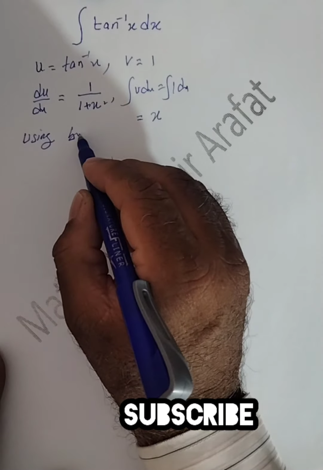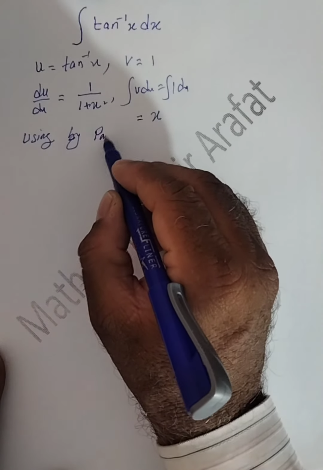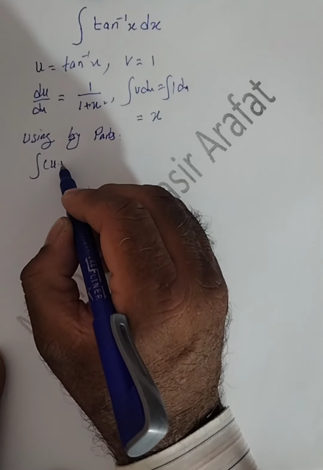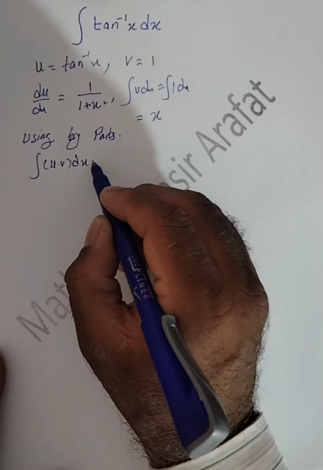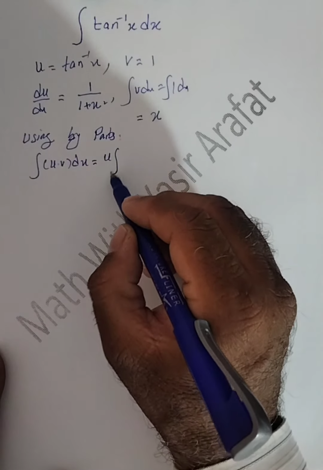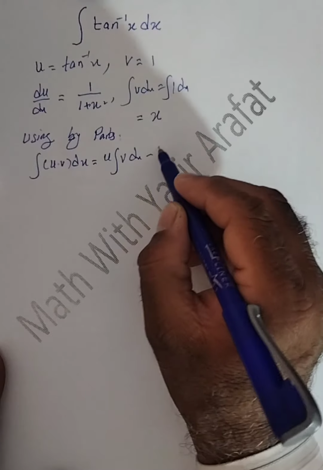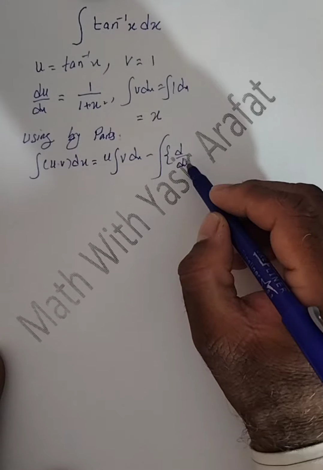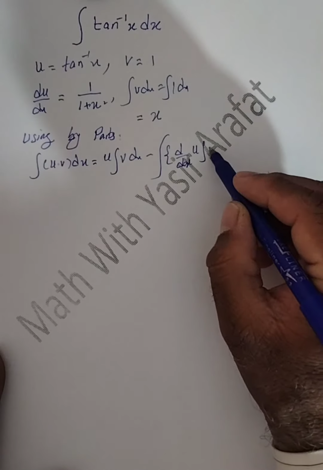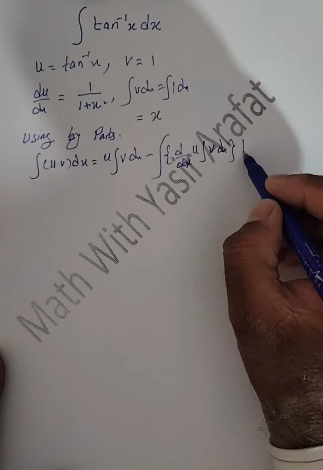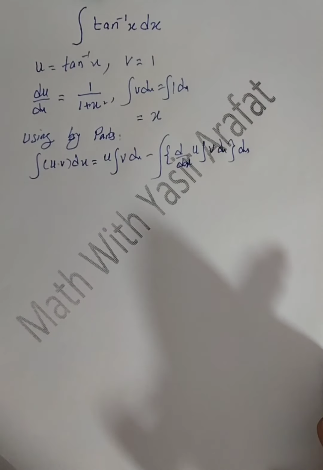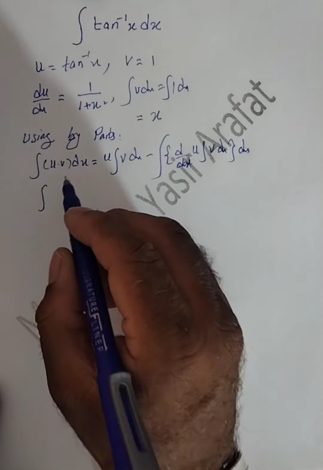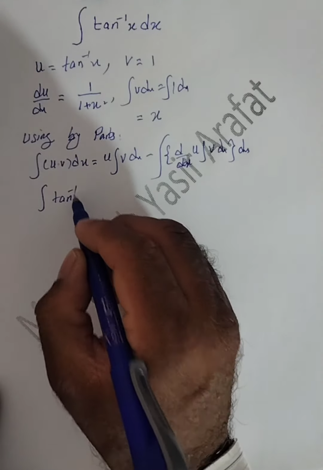Using by parts, that is u into v, u as it is, integration of v, minus the integral of derivative of u times integration of v, dx. This is the formula of by parts. Now apply this formula on the given question.